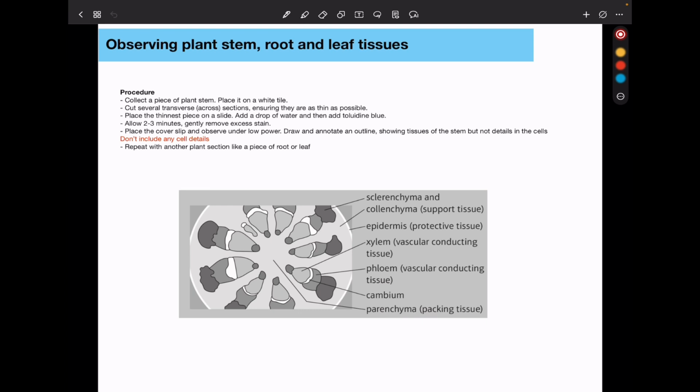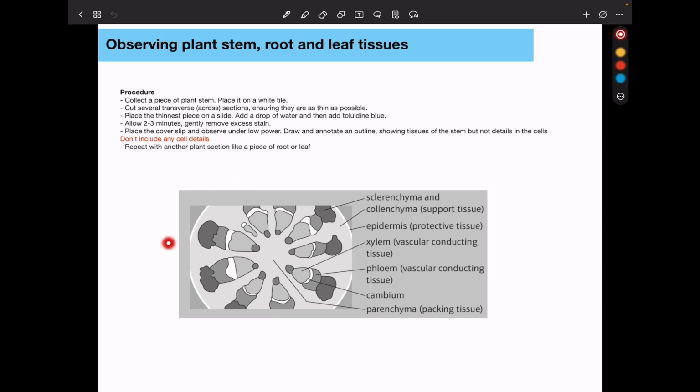Then you place the thinnest piece on a slide, add a drop of water and then toluidine blue. Allow 2 to 3 minutes. Gently remove the excess stain. Place the cover slip and observe under low power. Then draw and annotate an outline showing tissues of stems but not the details of the cells. You repeat this for another plant tissue, maybe it's a root or leaf, in order to make the observations.